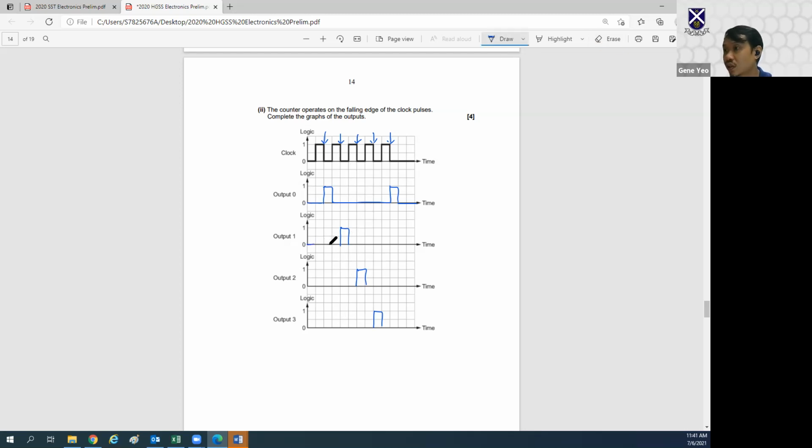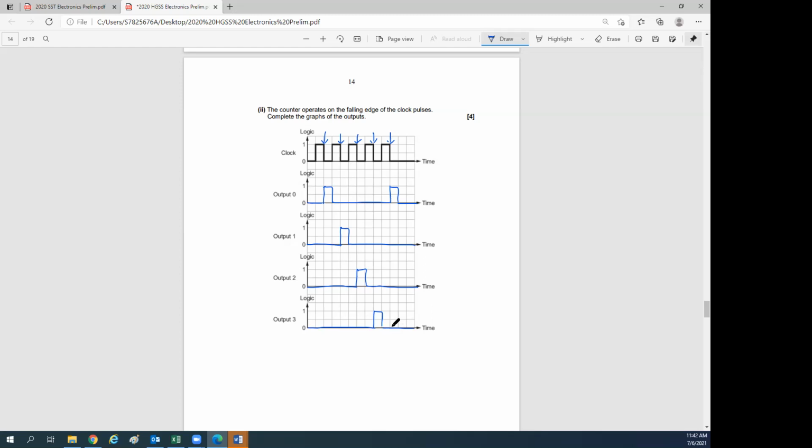When you are drawing this on your own paper, please use a pencil and a ruler. You have to use a pencil and a ruler when you are drawing this. Yes, Shreyans. Sir, after the last falling edge, there isn't any rising edge. So aren't we supposed to continue the output 0 instead of making a rising and falling edge?